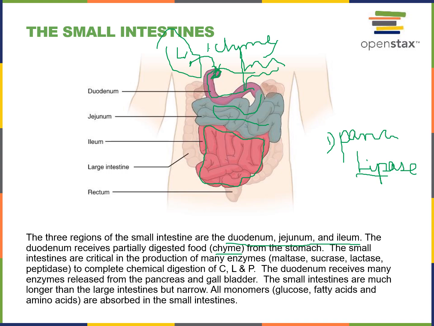So a healthy liver, a healthy gallbladder, and a healthy pancreas is really what you need in order for digestion to be completed in the small intestine.